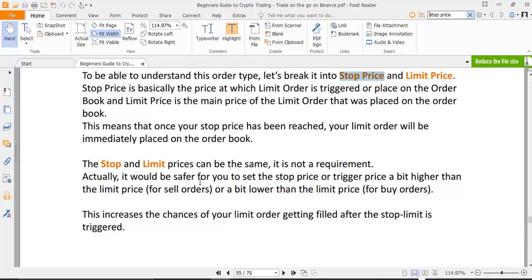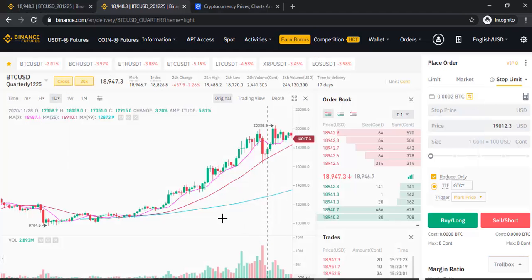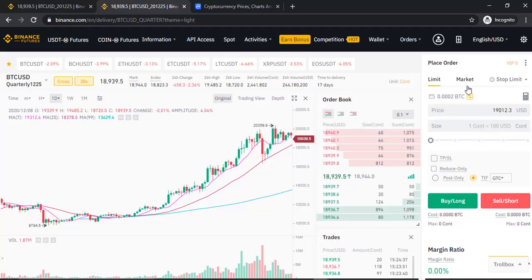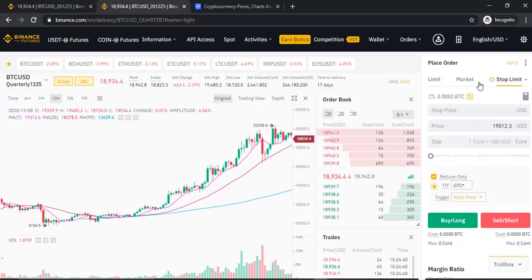Actually, it would be safer for you to set the stop price or trigger price a bit higher than the limit price for sell, that is if you want to short, or a bit lower than the limit price for buy orders. Okay, so exactly that's how it is going to be set up here. So if you don't want to pay higher fees, you can either use limit order or stop limit order.